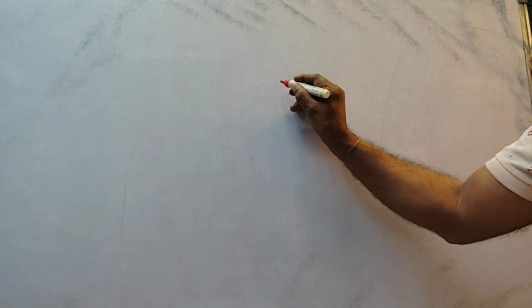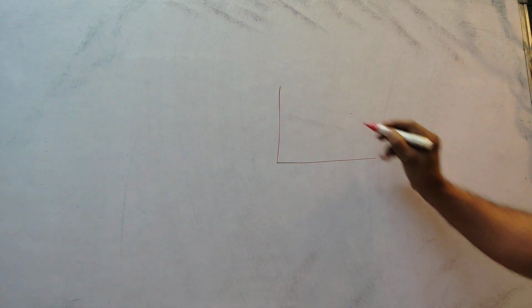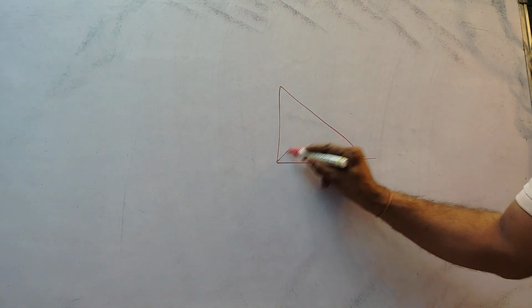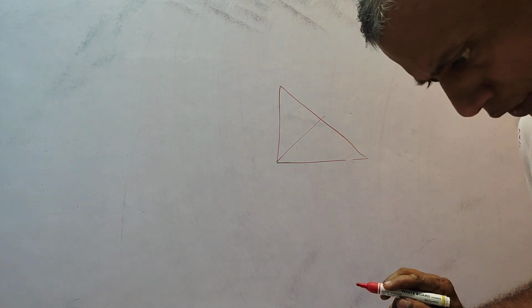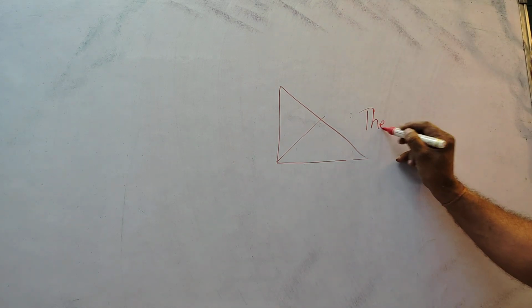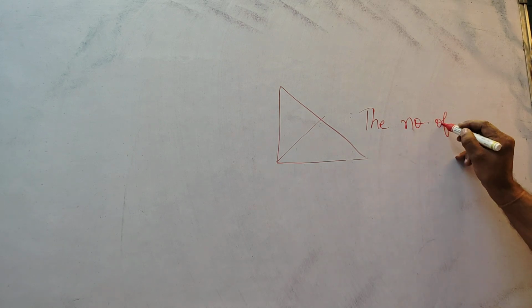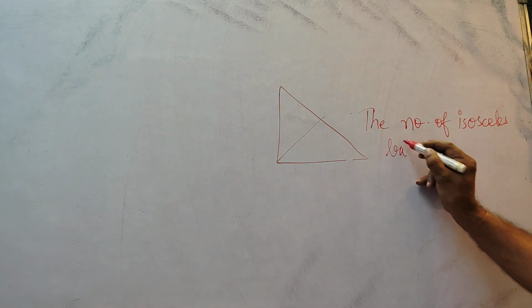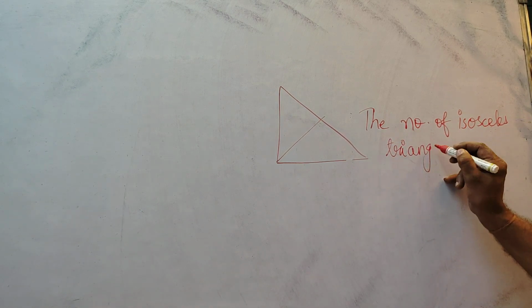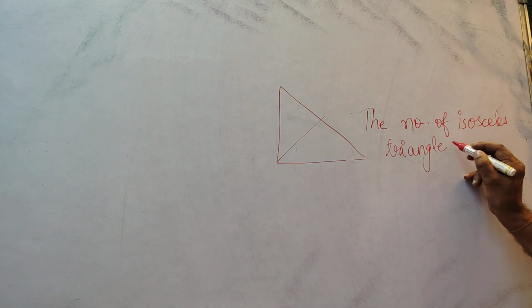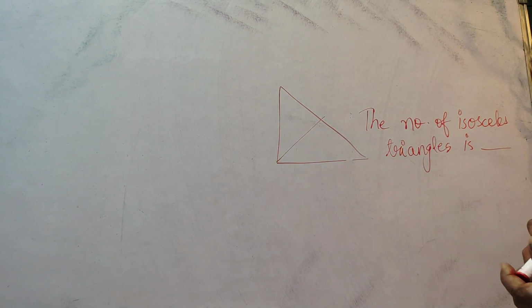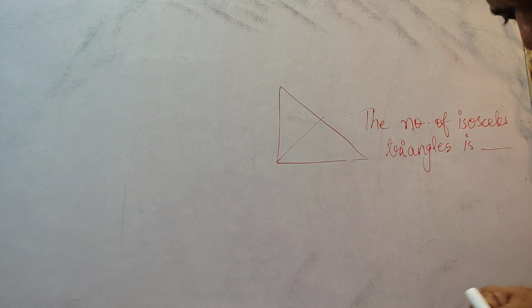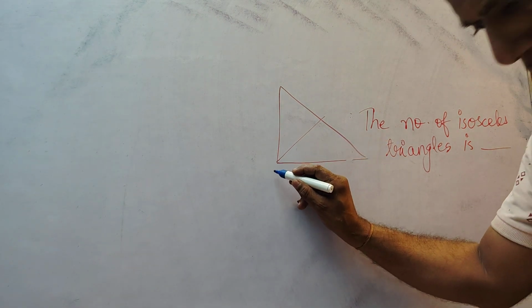Oh wait, it's two. The question is the number of isosceles triangles in the figure, where a right angle triangle type figure is given. Is it two? So what did you mark as the answer? Four. Okay, we can count.